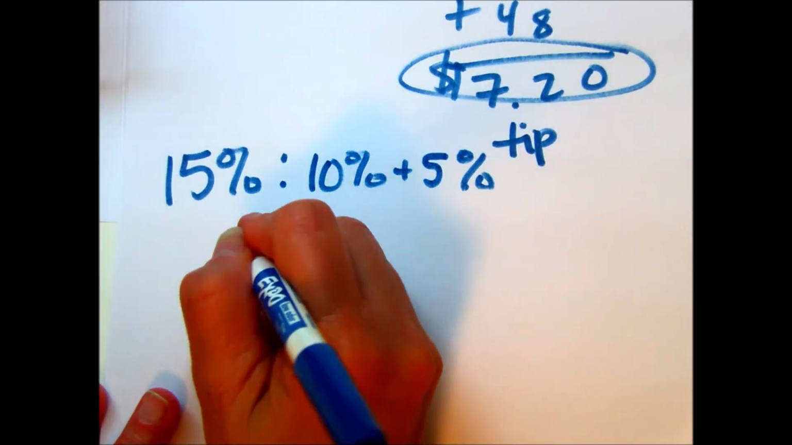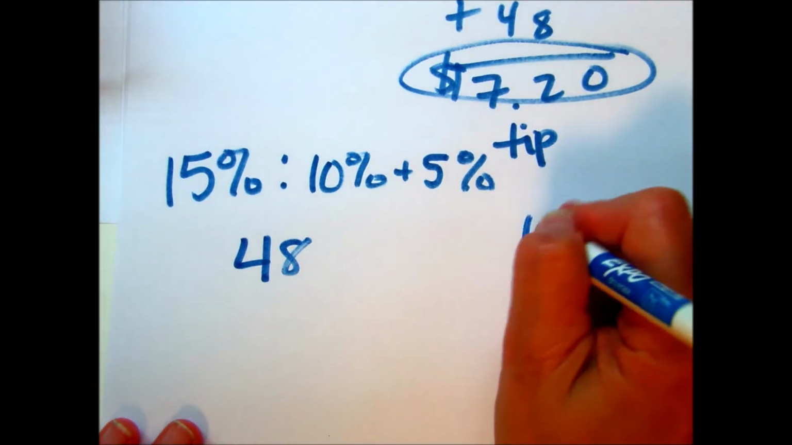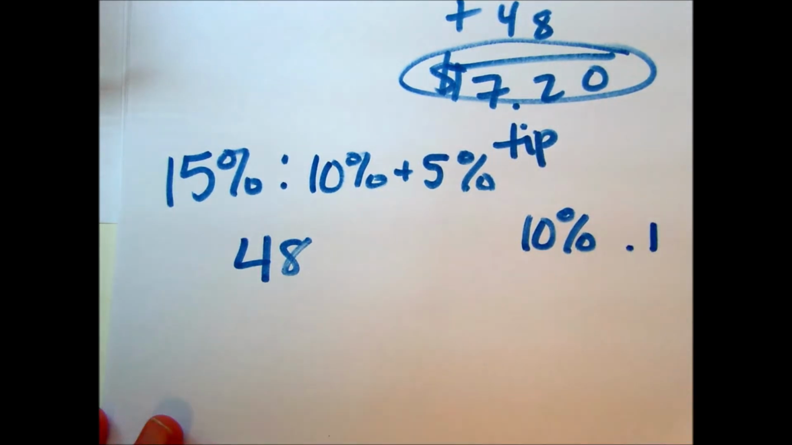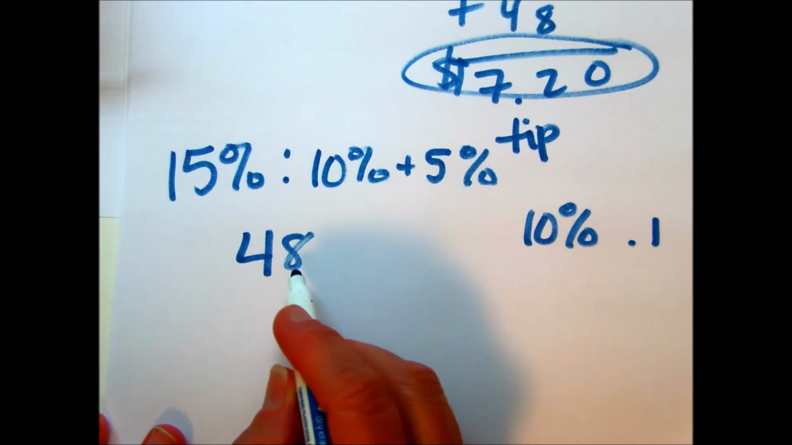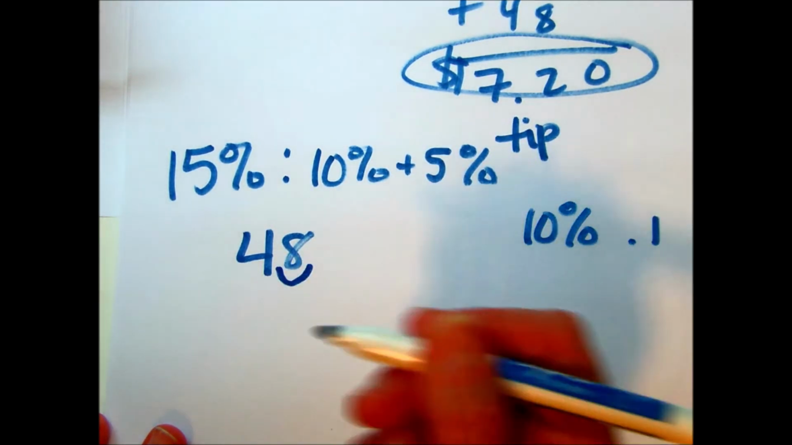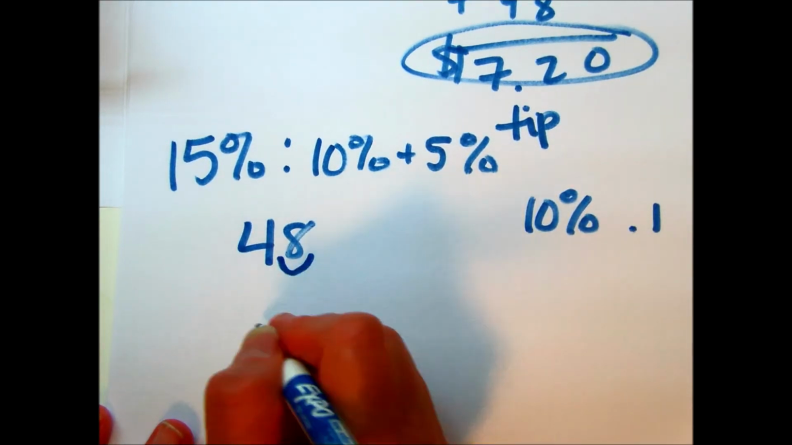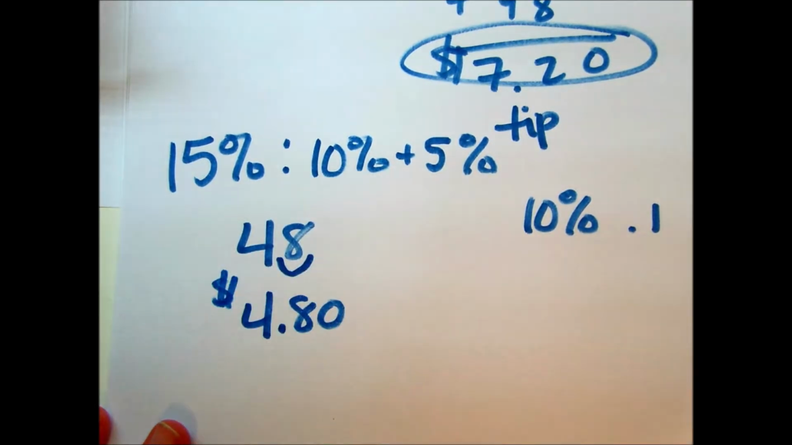Now, if we take 48, what is 10% of 48? Remember, 10% is the same thing as 0.1 or 1/10. And so if we want to multiply this by 1/10, we're basically just moving the decimal place to the left one place. So 10% of 48 is $4.80, or 4.8.